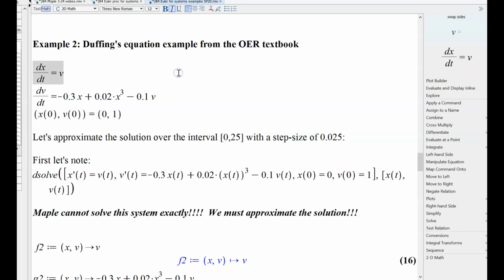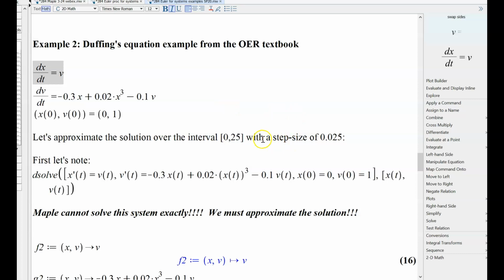Just one note about the difference in the notation they're using here. They're calling x the position and v the velocity, where in some of the other examples we've used y to be the position. So we might have had dy/dt equals v, and then dv/dt was in terms of y and v. They have it in terms of x and v, so I'm just going to leave it that way.